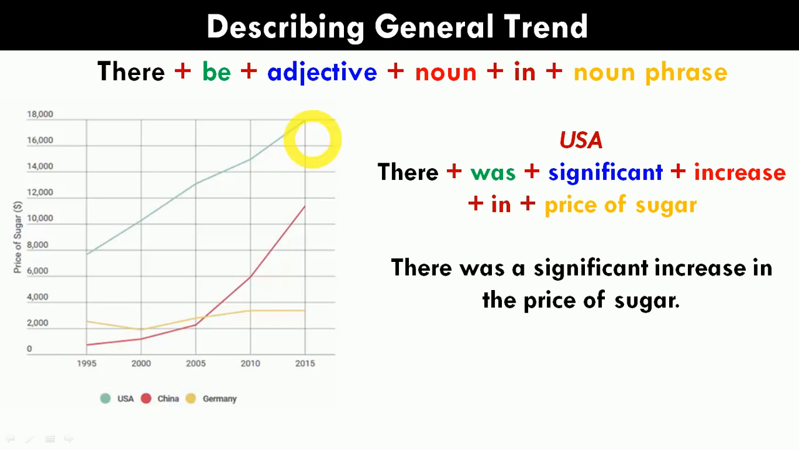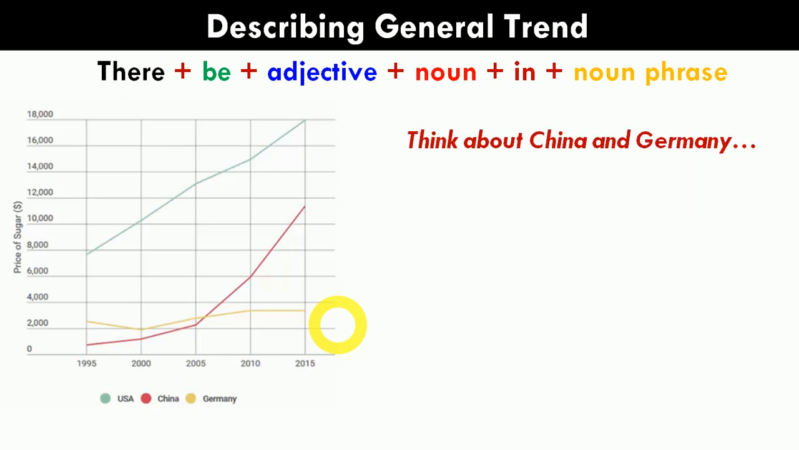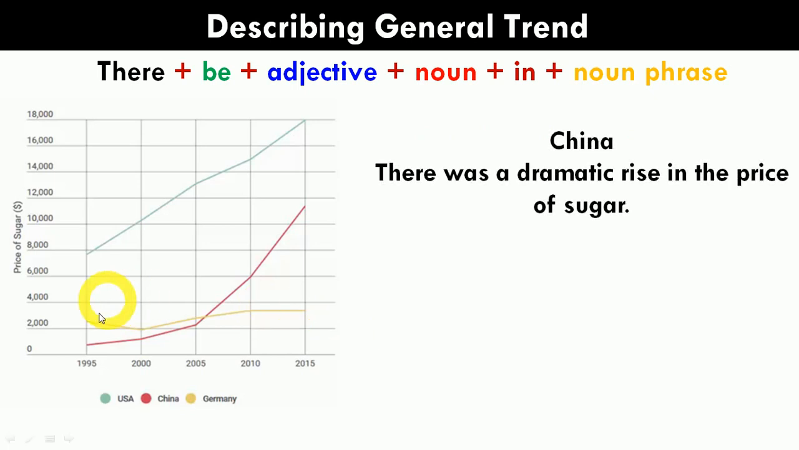Now think about China. Take a moment and think about China and Germany as well. Okay, so for China, this red line, we can see that it was... what kind of change, guys? First it increased slowly and then sharply, so we can call it dramatic.